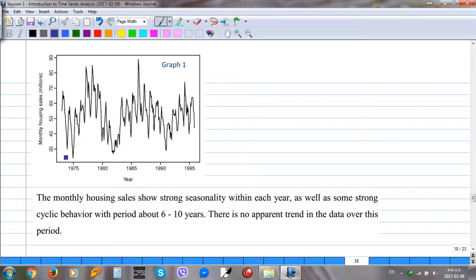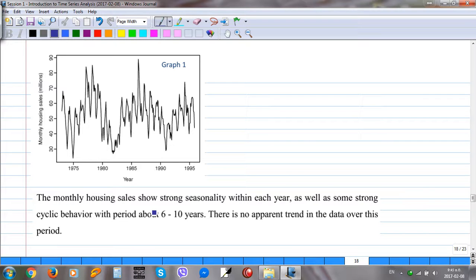So here, what is this? Monthly housing sales in millions over 75 to 95. The monthly housing sales show strong seasonality within the year, right? You can see that seasonal variation, as well as some strong cyclic behavior within about 6 to 10 years. There is a cyclic behavior that is not completed because we observe only 6 to 10 years. There is no apparent trend over this period.